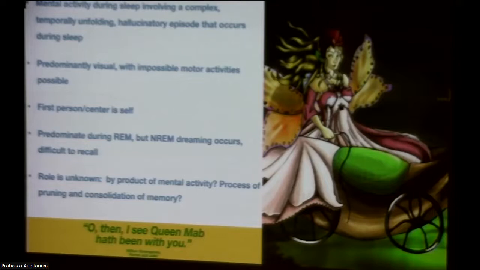And by the way, if you're a Shakespeare fan, this is just an illustration of Queen Mab. Queen Mab was a little fairy that had a carriage. It was present in, I don't know if it's Mercutio's dream in William Shakespeare's Romeo and Juliet. But you should read that. Actually, Shakespeare has all sorts of quotes about sleep that are just really, really interesting.